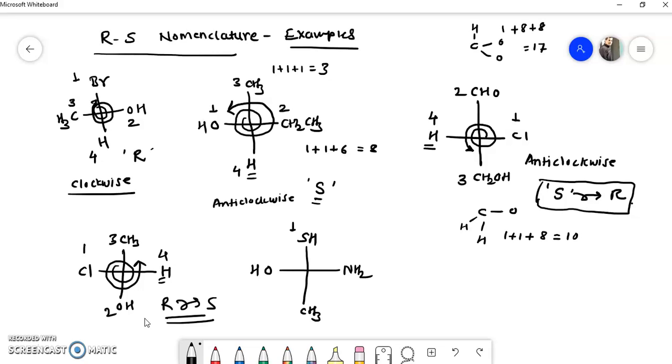So 1, it will carry 2, it will carry 3, and it will carry 4. Okay, so we will rotate like this: 1, 2, 3, and 4. So it is anti-clockwise, so we can write the configuration as S, and the lowest priority group is on the vertical line, so it will not change. So these are a few examples of RS nomenclature.